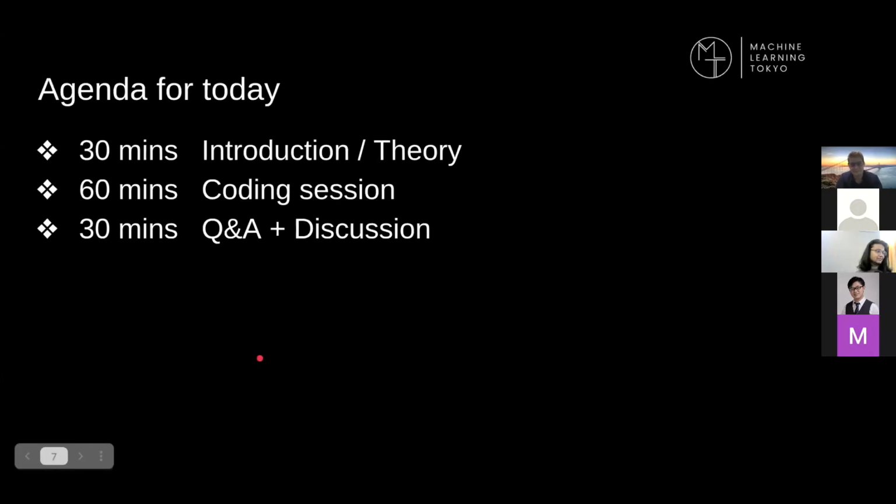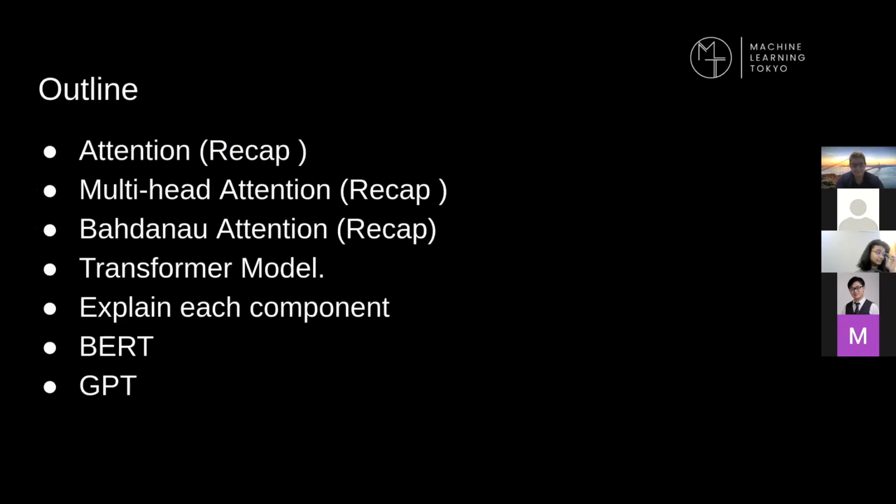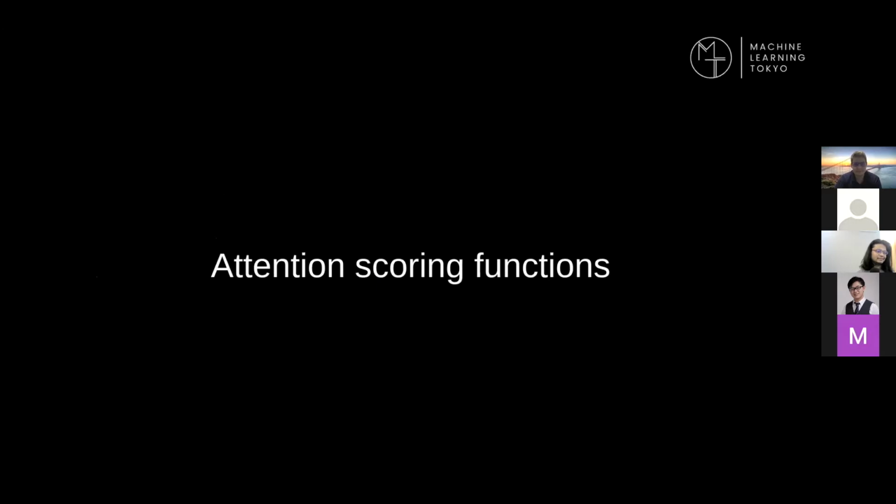So let's dive into the agenda for today. 30 minutes is going to be about introduction and theory part. And the next part is all about the coding session, which is 60 minutes. The outline for the theory is, first, we will briefly recap the attention mechanism, because I will be going over most of these as we move along. Then we will look into transformer models, and I will try to explain each and every component. Then we will move on to BERT and GPT-3, GPTs I should say, and ELMo, right? I guess that's it for the outline.